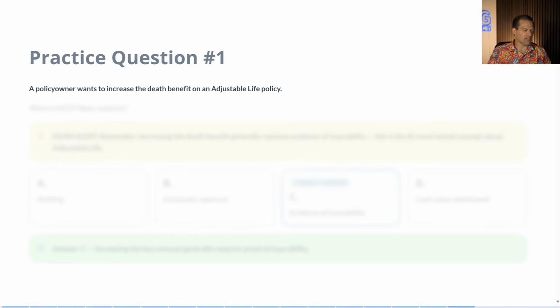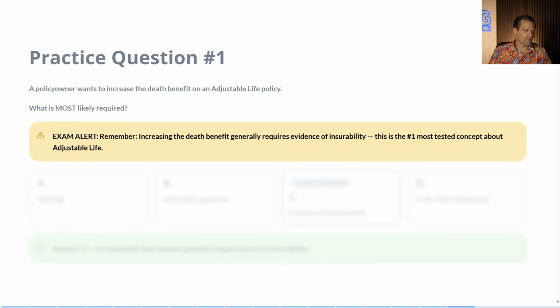So let's hit some practice questions. A policy owner wants to increase the death benefit on an adjustable life policy. What's required?